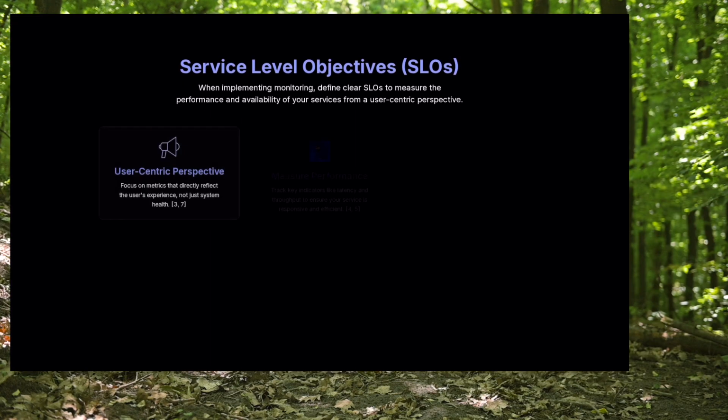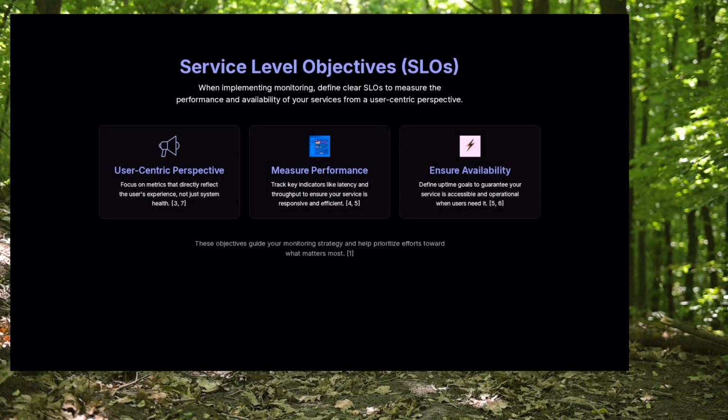When implementing monitoring, define clear service level objectives, or SLOs, to measure the performance and availability of your services from a user-centric perspective. These objectives guide your monitoring strategy and help prioritize efforts.